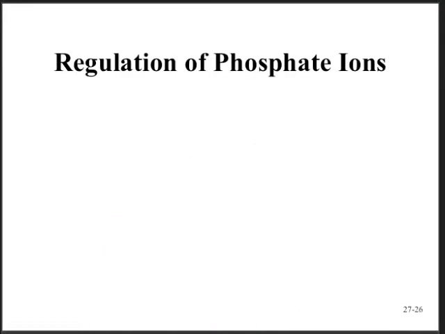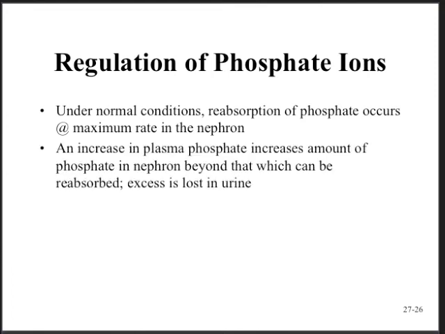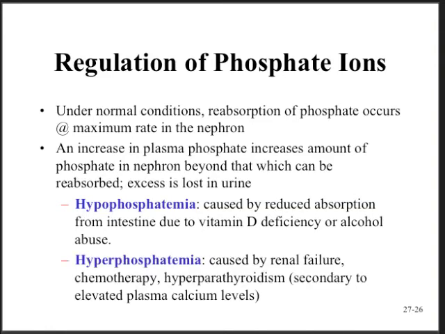We'll be back to homeostatic levels in a relatively short period. Okay, so if we're looking here at regulation of phosphate, under normal conditions, reabsorption of phosphate occurs at a maximal rate in the nephron. An increase in plasma phosphate increases the amount of phosphate in the nephron beyond the maximum, and so we excrete the excess in the urine. Note that hypophosphatemia is caused by reduced absorption from the intestine due to vitamin D deficiency or alcohol abuse, while hyperphosphatemia can be caused by renal failure, chemo, and hyperparathyroidism, which results as a secondary effect of elevated plasma calcium.